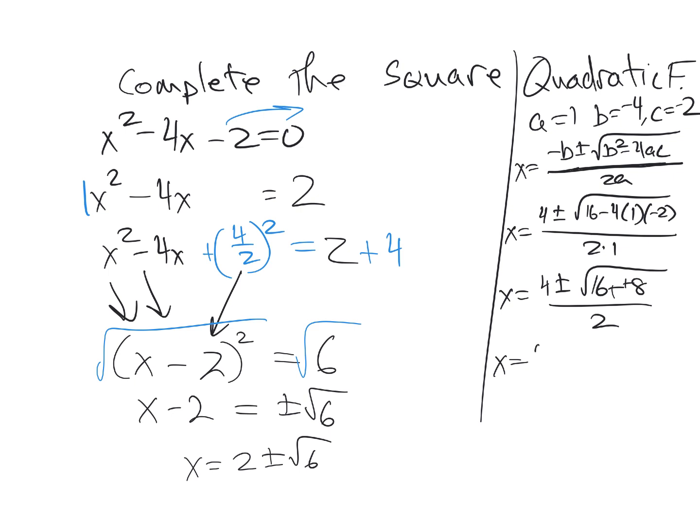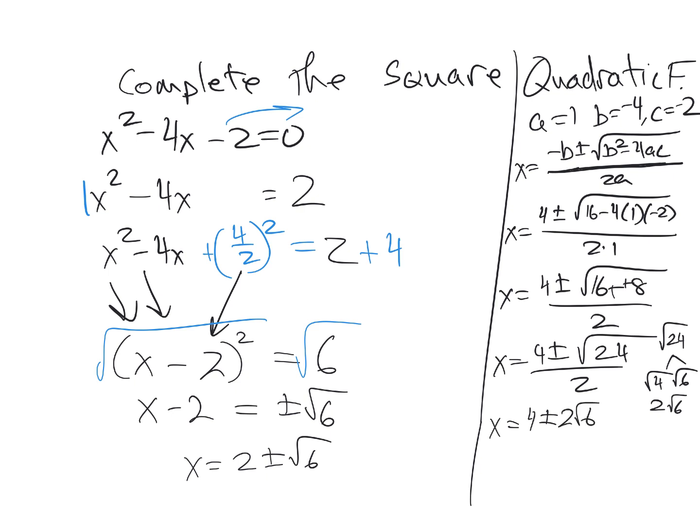So x equals 4 plus or minus the square root of 24 all over 2. The square root of 24 breaks down into 4 and 6, which is 2 square root of 6. So again, x equals 4 plus or minus 2 square root of 6 all over 2. The 2 will reduce into both of the terms in the numerator. 4 divided by 2 is 2. 2 divided by 2 is 1. Square root of 6. And notice they are the same. Excellent. All right, moving on.